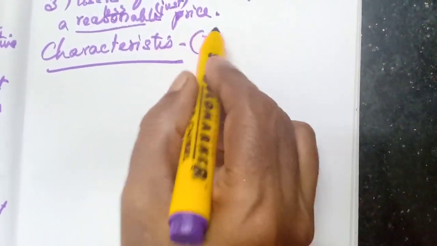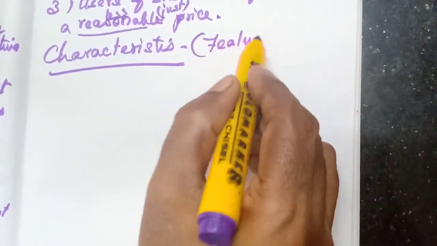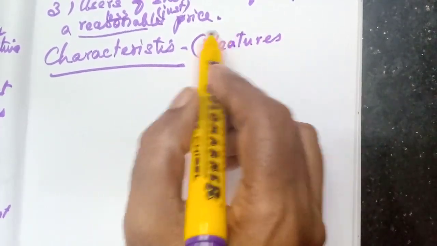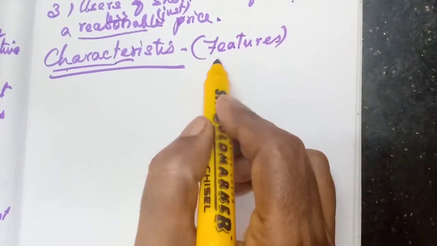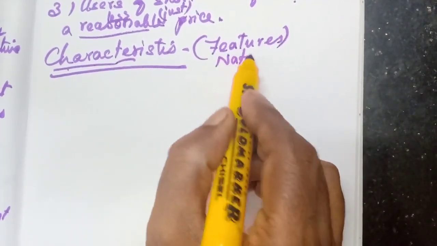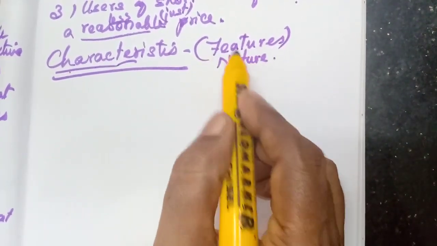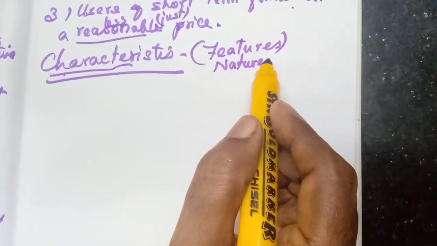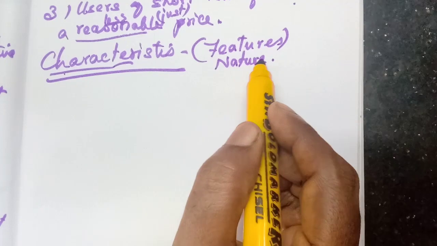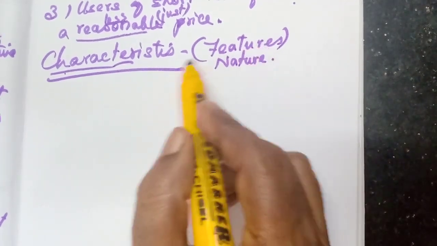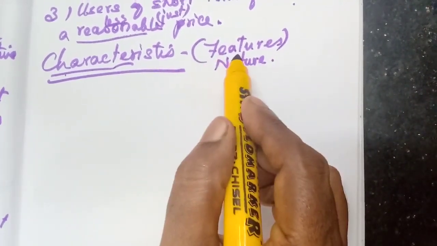Characteristics is also called as features of money market. You have to write, or characters, they may ask, characters. Okay, nature, any word they may ask. You should know, that's what I am explaining. Afterwards you may not say we have studied characteristics, they have asked features. You should know the meaning of characteristics is features.